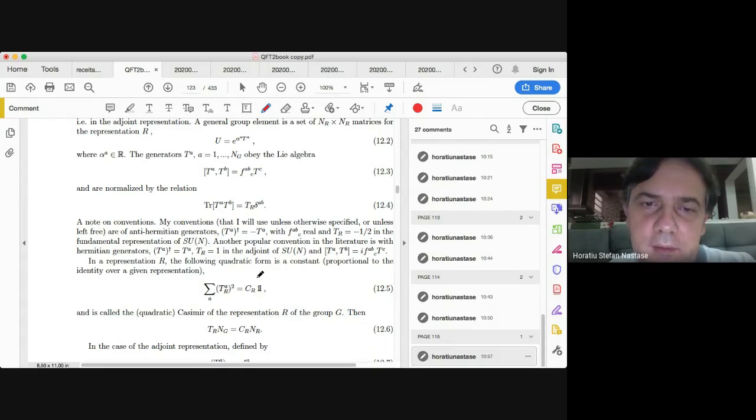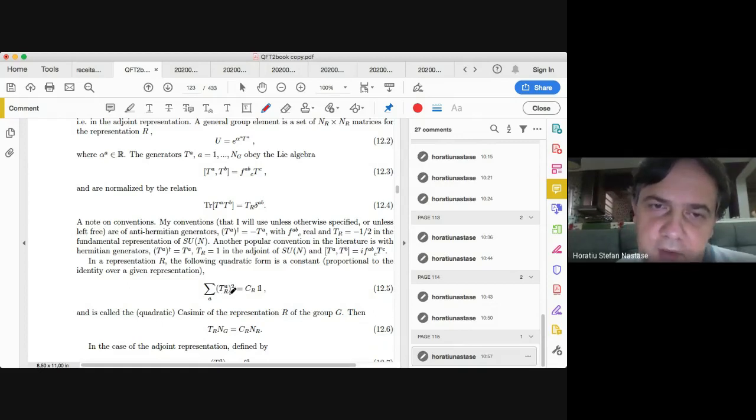Now, another relevant constant is the quadratic Casimir of the representation. That means the sum over the elements of the Lie algebra of T_R in the corresponding representation. So T_R is a matrix, and in the corresponding representation, the sum over A of T_A squared is equal to the identity times C_R. So Casimir means that the sum over A of T_A to some power is proportional to the identity, and quadratic is because it's the second power.